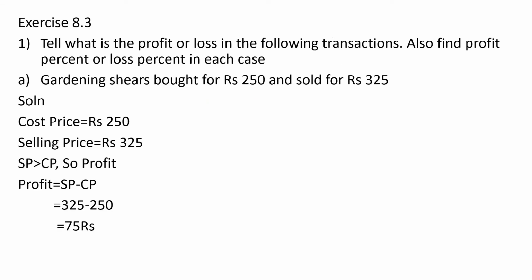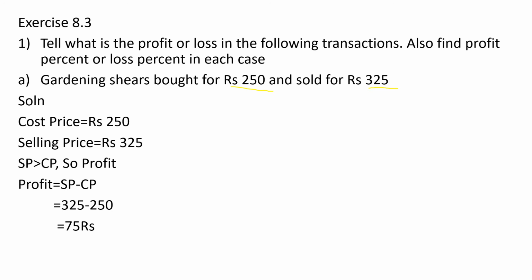So tell what is the profit or loss in the following transactions. Also find the profit percentage or loss percentage in each case. First example, gardening shears bought for rupees 250 and sold for 325. So you bought it for 250 and you sold it for 325.